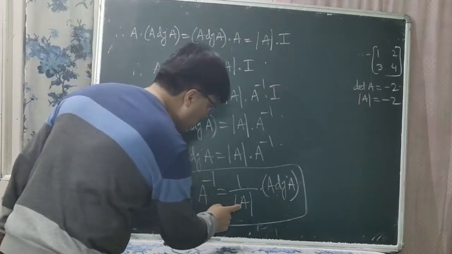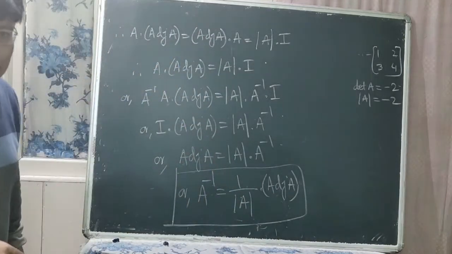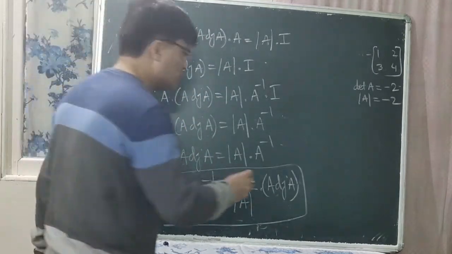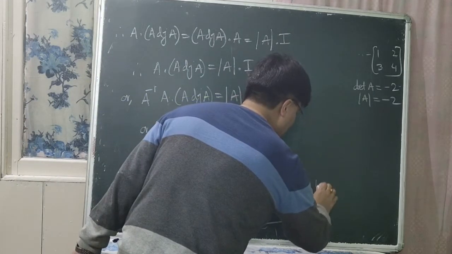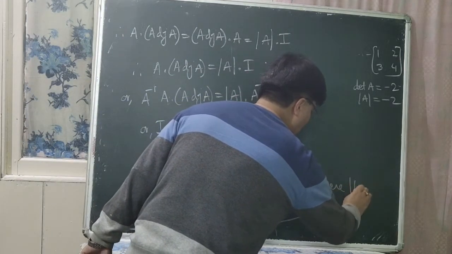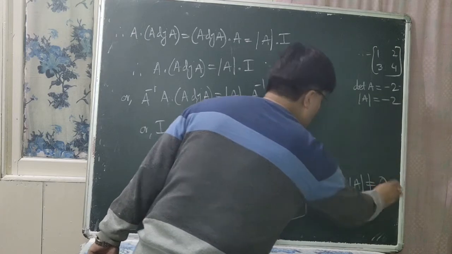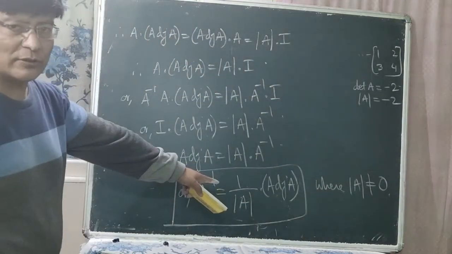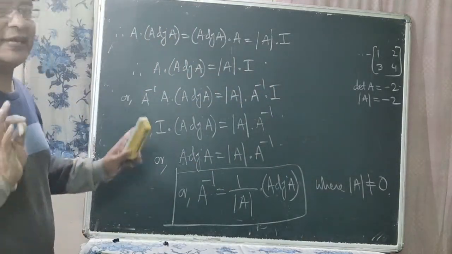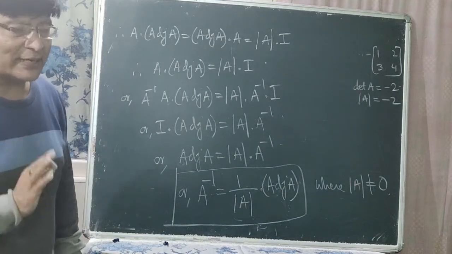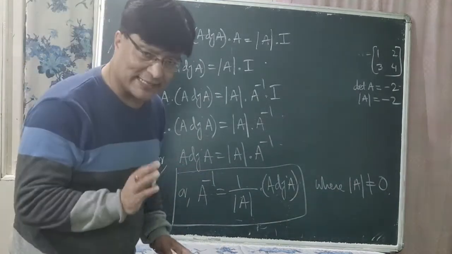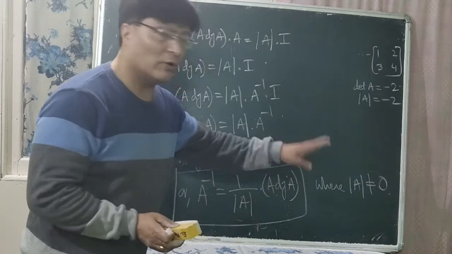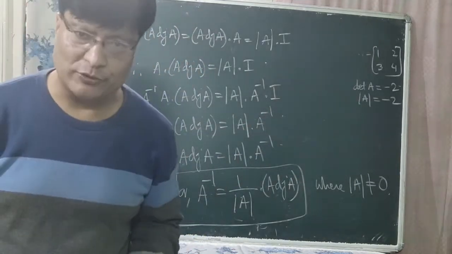And since this within mod A or det A is in the denominator, it should not be equal to 0. So within mod A should not be equal to 0. If it is equal to 0, then it is undefined. You cannot get A inverse. So in that case, A inverse does not exist if within mod A is equal to 0. Okay?